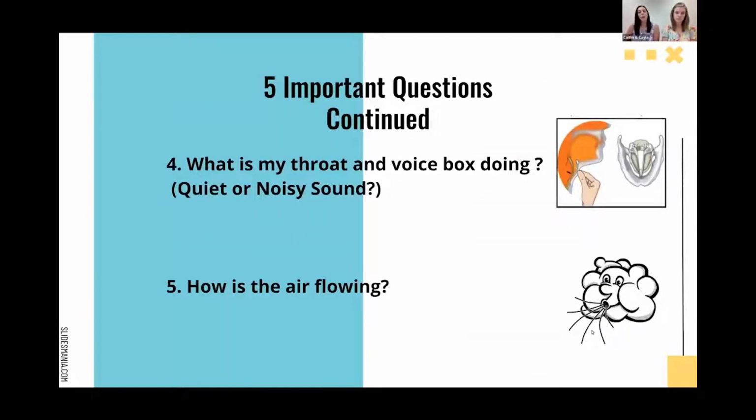Number 4, what is my throat and voice box doing? So you want them to put their hand on their throat. I have them grab here or put their hand like this. Is it a quiet or noisy sound? We also can call that voiced or voiceless sounds. So TH, if it's voiced, we have the word that.